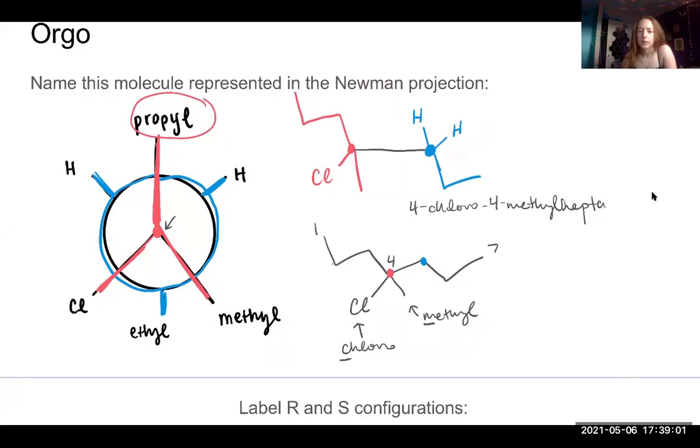Any questions about Newman projections? Wouldn't we number it the opposite to the closest substituent? Opposite. I'm not sure what you mean there. So this molecule is symmetric, so no matter which direction we go in, it doesn't really matter, okay. All right.